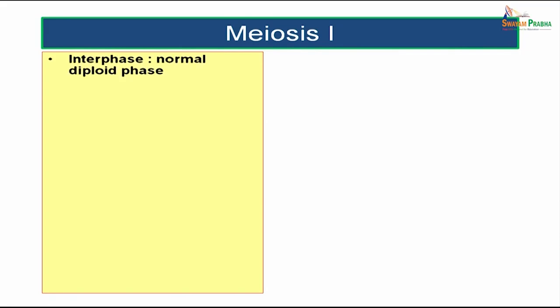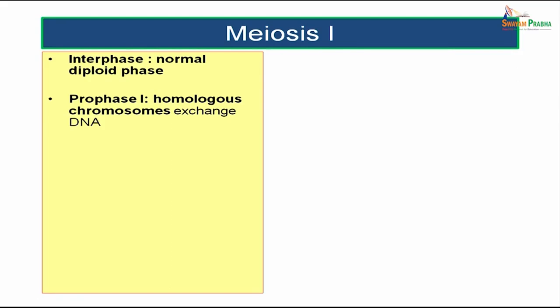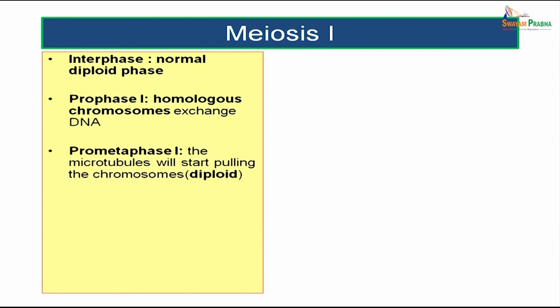In meiosis 1, it starts with interphase with the normal diploid number. The chromosome number will be diploid at this phase. Then it will enter the next phase, known as prophase 1. We call it prophase 1 since it belongs to meiosis 1. In prophase 1, it is the time for the arrangement of the DNA as homologous chromosomes.